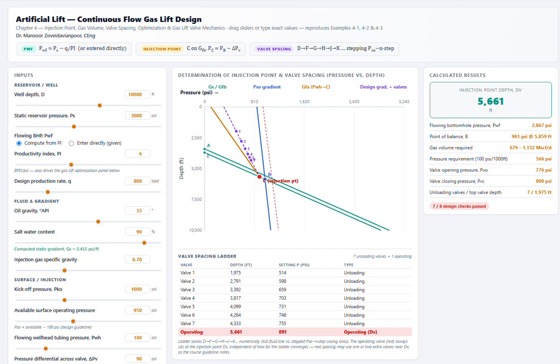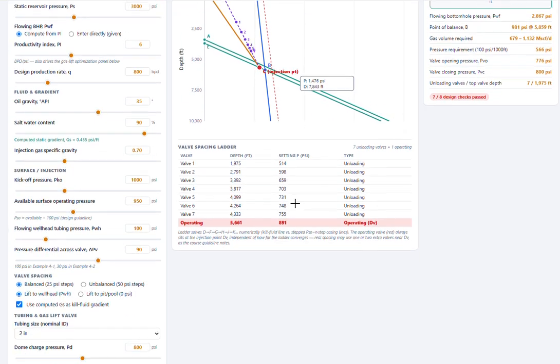Before we finish, here's the challenge I would like you to think about. Could I predict that answer before moving the slider? If you can explain why the injection point changes, why the valve pressure changes, why the economic optimum differs from the technical optimum, and why the valve spacing looks the way it does, then you've understood the engineering. And that's the real purpose of this dashboard. The dashboard doesn't replace engineering judgment.